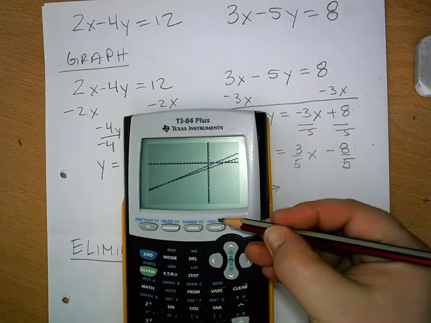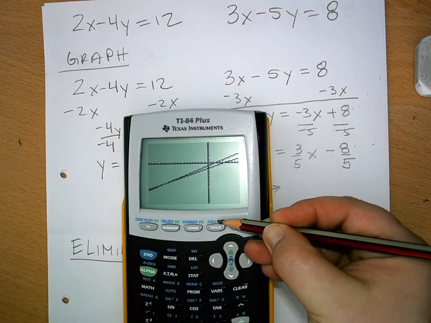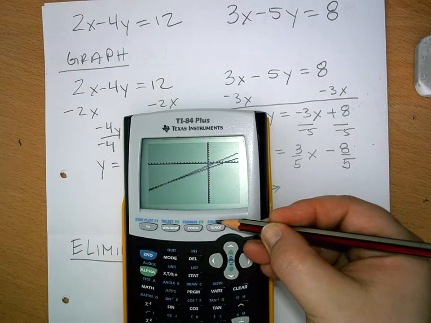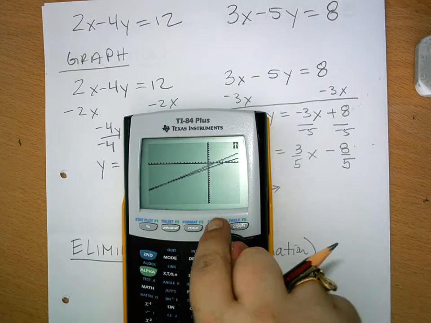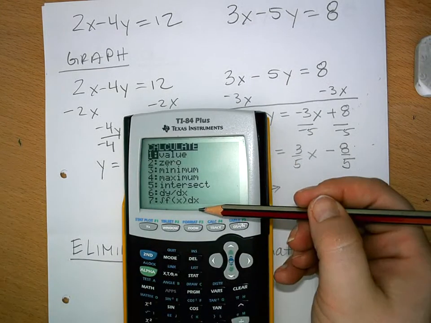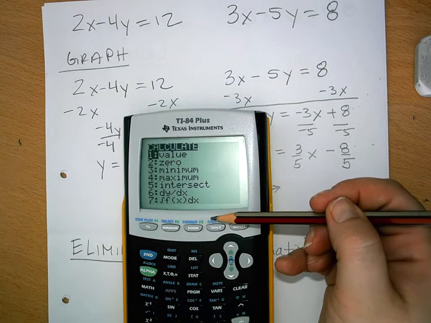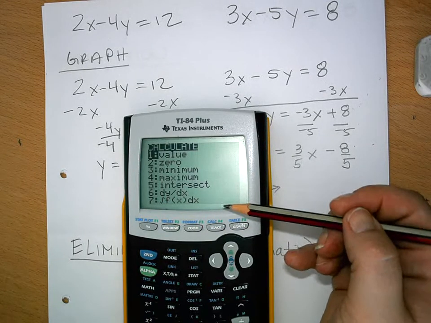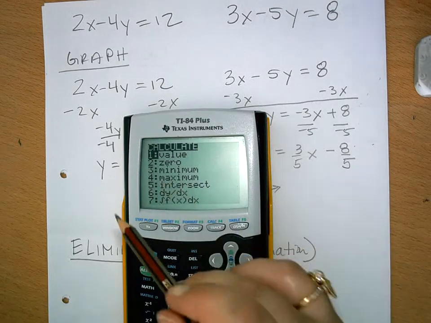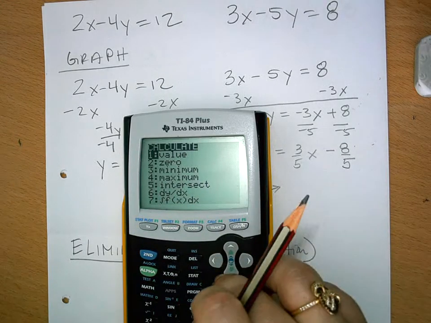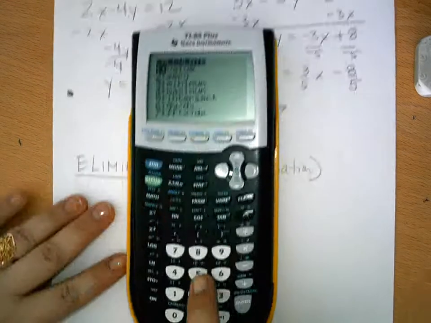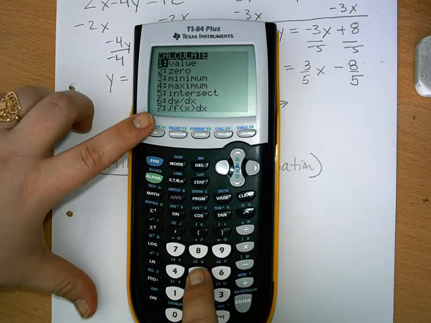Now you're going to be using the calculate menu, which is above the trace button. It's in blue, which means you press second trace. That gives you the calculate menu. That calculates everything from the equations that are in your y equals. Hit 5 for intersect.